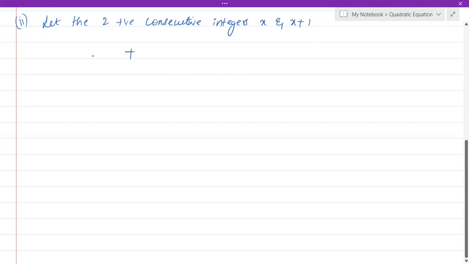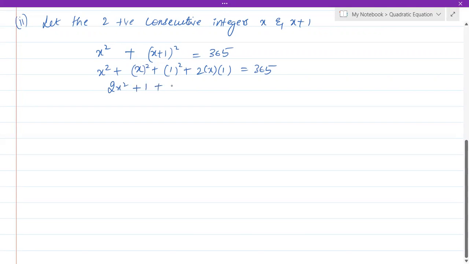Sum of their squares, that is x squared and x plus 1 the whole square. Square both and add them. We get 365. Now x squared as it is. This x plus 1 the whole square is in the form of a plus b whole square, where a is x and b is 1. So a squared implies x squared, b squared implies 1 squared, plus 2ab equal to 365. So x squared gives you 2x squared. 1 square is 1. 2 into x into 1 is 2x equal to 365.